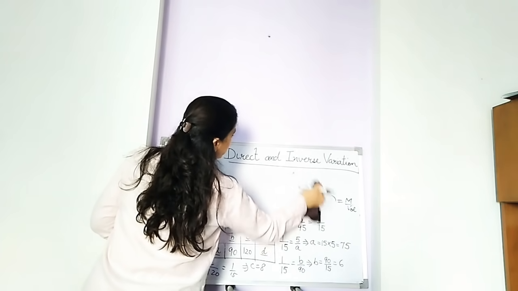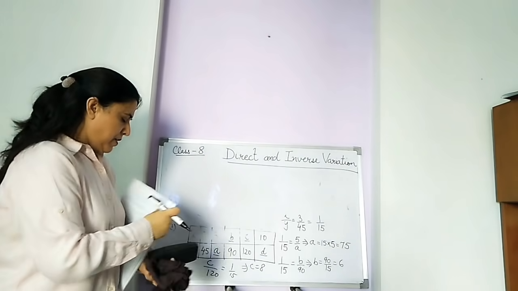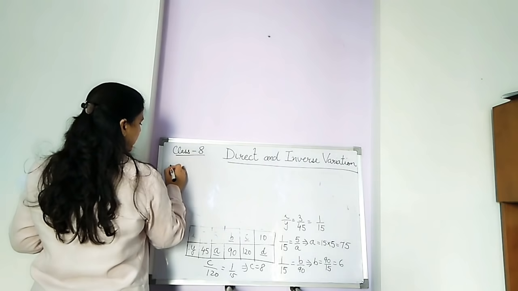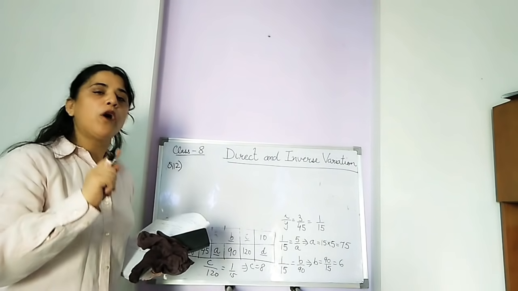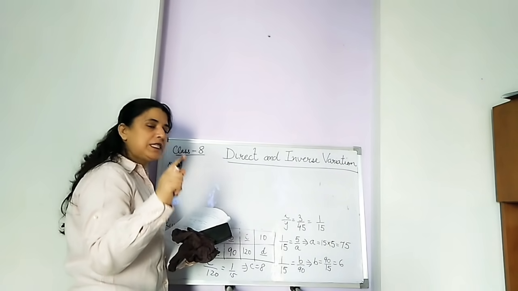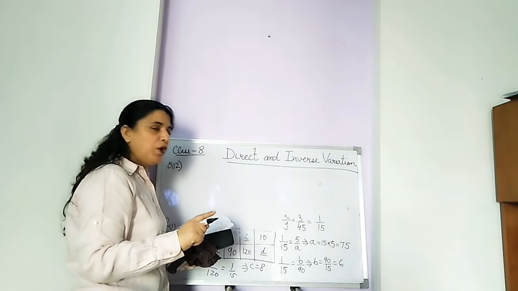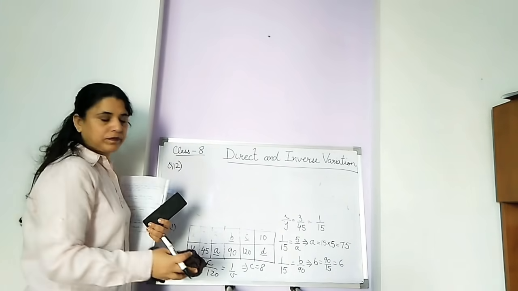Yes, so 5 men is equal to 7 women. Question number 12 again I am saying: 5 men or 7 women can earn rupees 525 per day. How much would 10 men and 13 women earn?